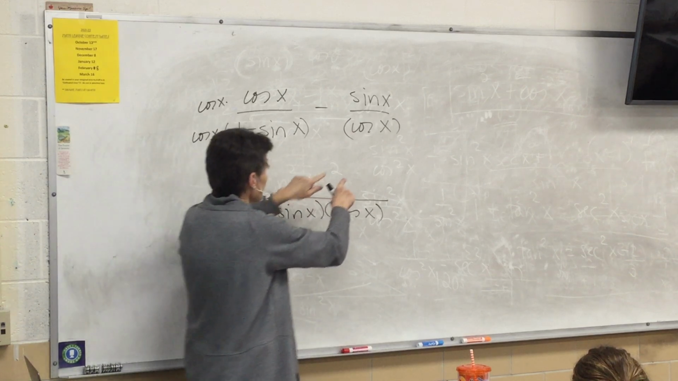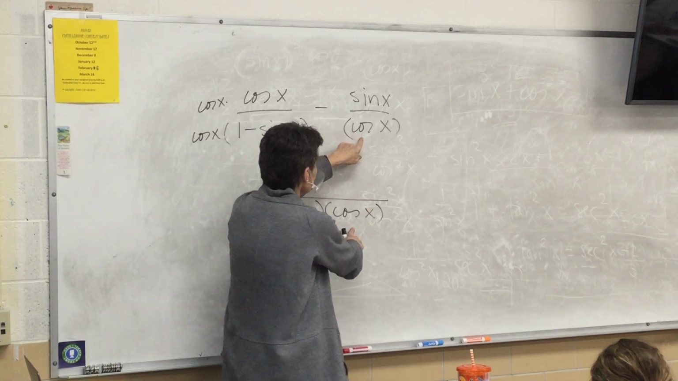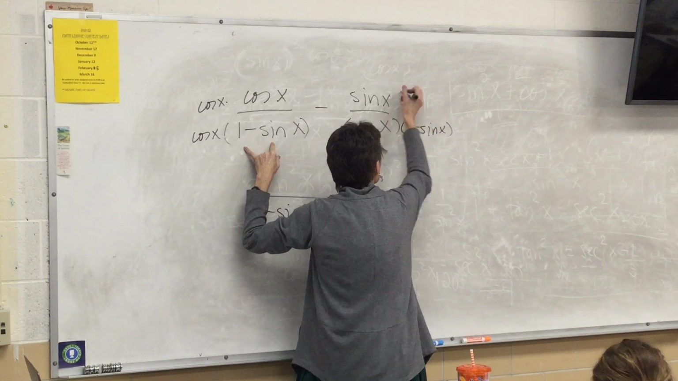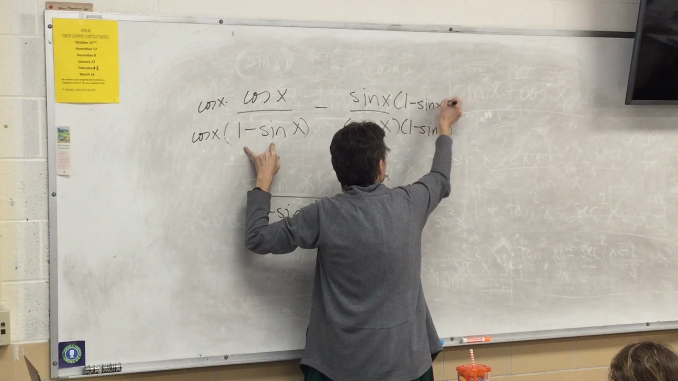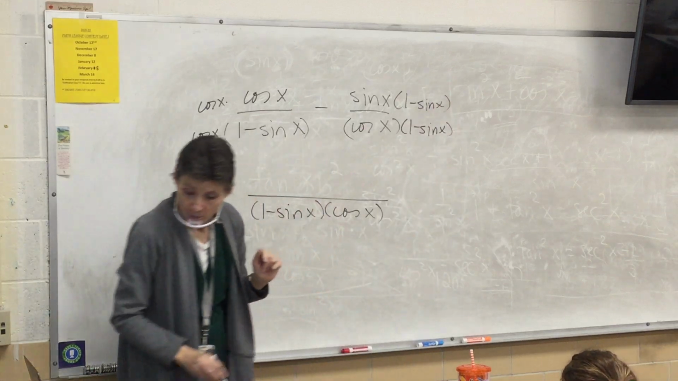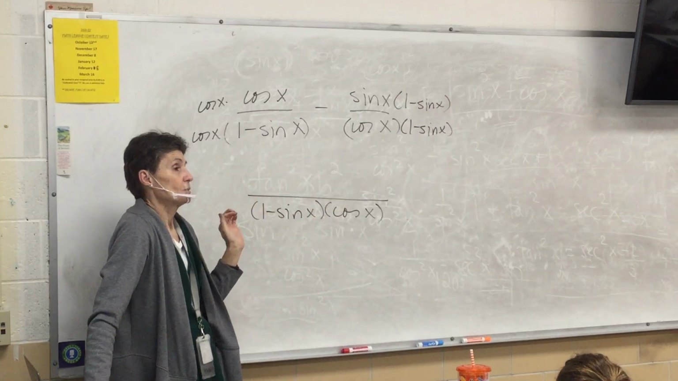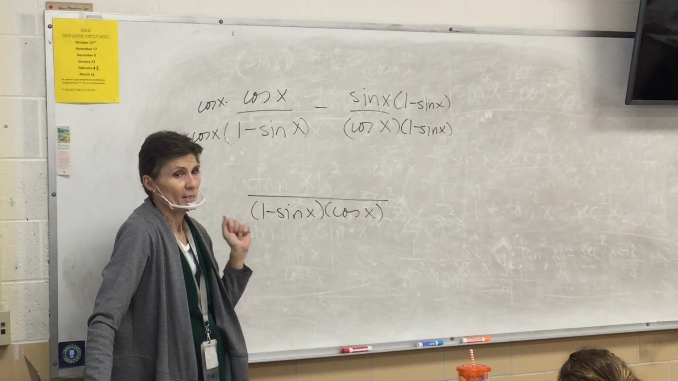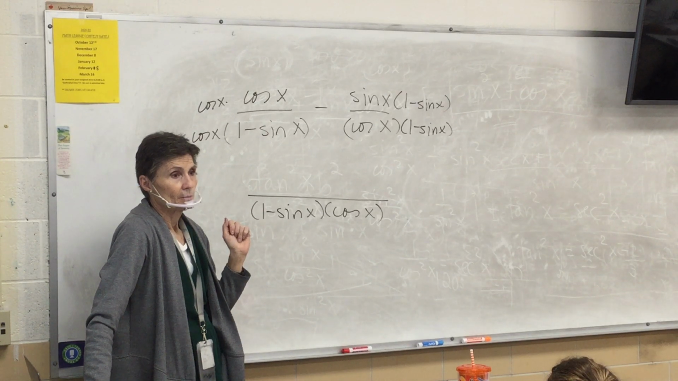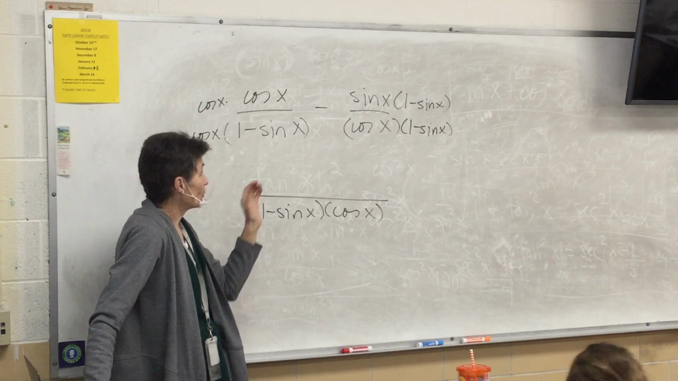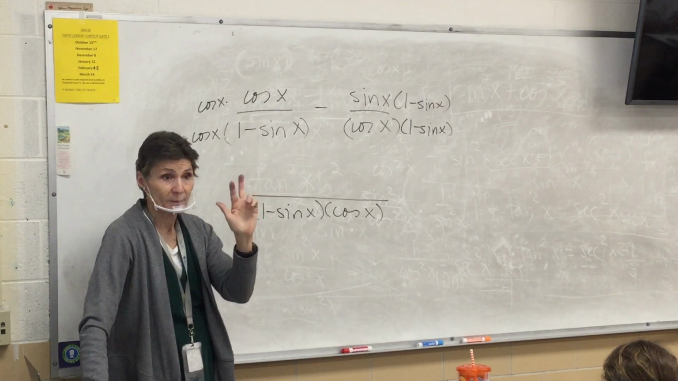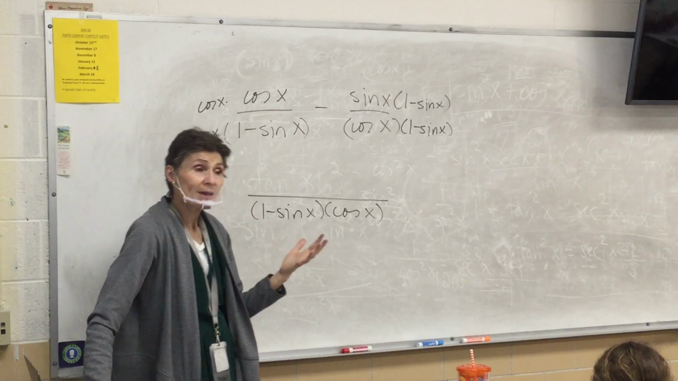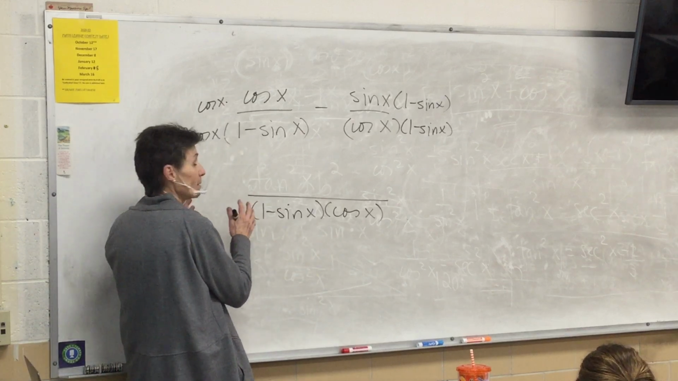Now, what about this one? This one already has the cosine, but it needs the 1 minus sine part. Do both fractions now have the same denominator? Yes. Don't get bogged down by the order. It's multiplication, so the order doesn't matter. Okay? So now they have the same denominator, we can go ahead and combine them.